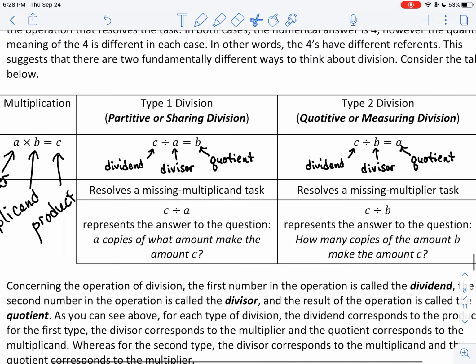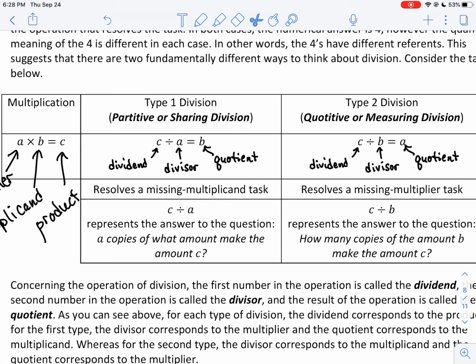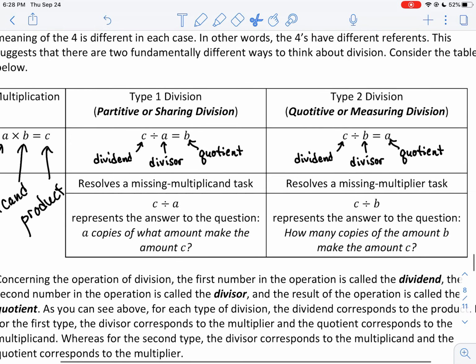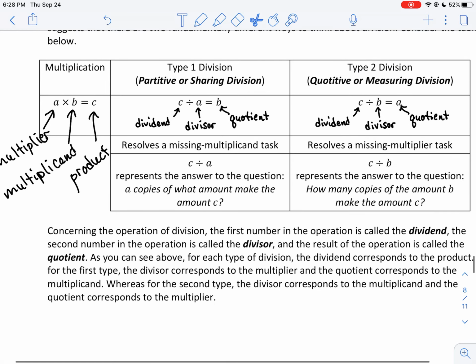When you just reach for a calculator and you do C divided by whatever, a number divided by a number equals another number, then the first number was the dividend, you divide the dividend by the divisor, and then you get an answer that's called the quotient.